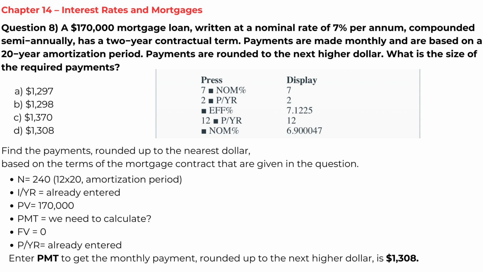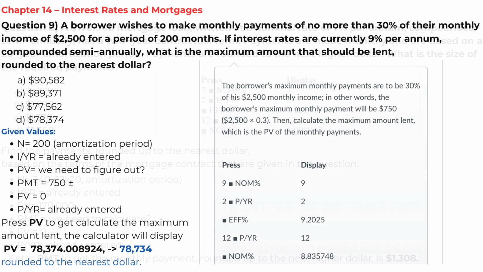240 N, 12 months times 20 years amortization period. I/YR already entered. 170,000 PV. PMT we need to calculate. 0 FV. PYR already entered. Press PMT to get the monthly payment rounded up to the next higher dollar, which is $1,308.